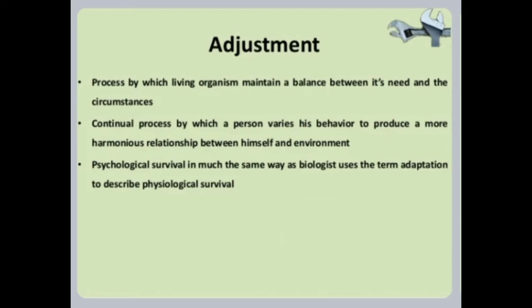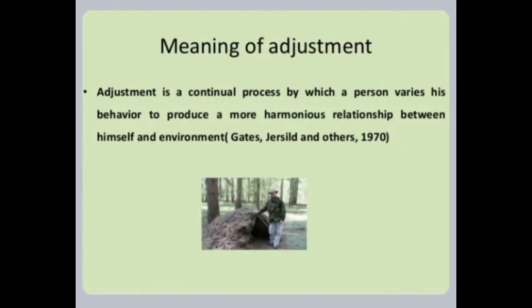Adjustment is the process by which a living organism maintains a balance between its needs and the circumstances. This is also the continual process by which a person varies his behavior to produce a more harmonious relationship between himself and environment. This is also the psychological survival in much the same way as biologists use the term adaptation to describe physiological survival. Different meanings of adjustment are as follows.